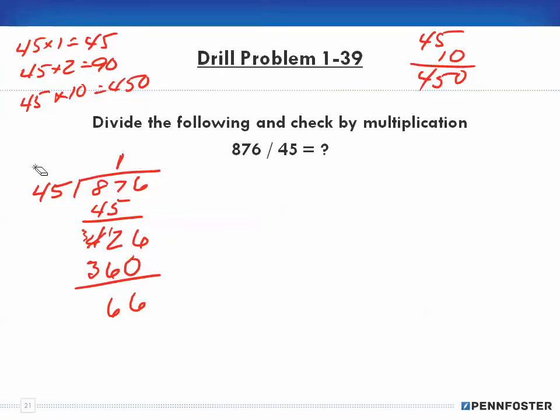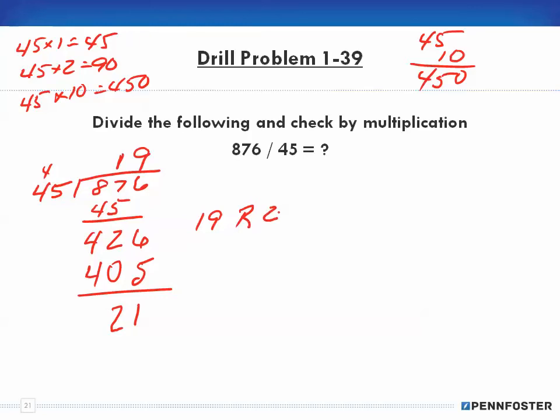I have to use the next number, which would be 9, okay? So I have to use 9, just because that 66 is greater than 45. Right. 9 times 5 is 45. Carry my 4. 9 times 4 is 36, plus 4 is 40. Subtract 1 from 6, 5 from 6 is 1. 0 from 2 is 2. So I have a remainder of 21. So my answer is 19, and I have a remainder of 21.